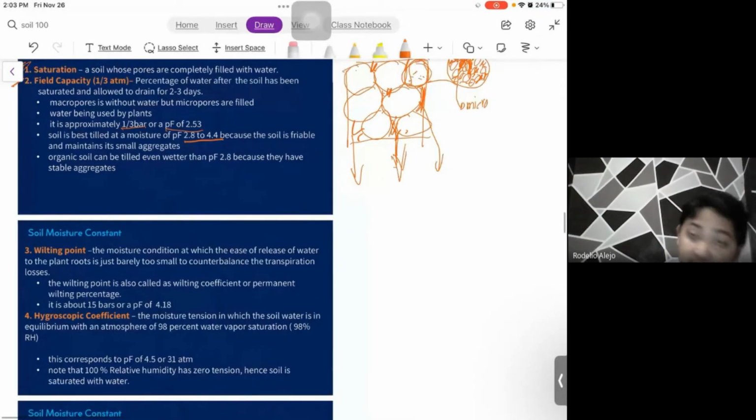Then the hygroscopic coefficient, the moisture retention in which soil water is in equilibrium with an atmosphere of 98% water vapor saturation or 98% relative humidity. This corresponds to PF of 4.15 or 31 atmosphere. Note that 100% relative humidity has zero tension, hence soil is saturated with water. So mas kakaunti na yung tubig sa wilting point, mas kakaunti pa yung tubig dito sa hygroscopic coefficient.